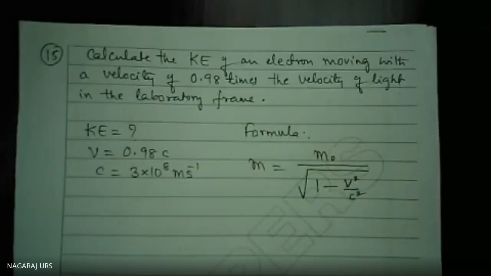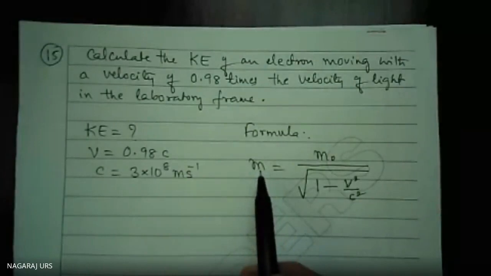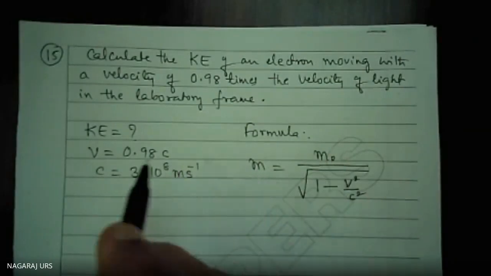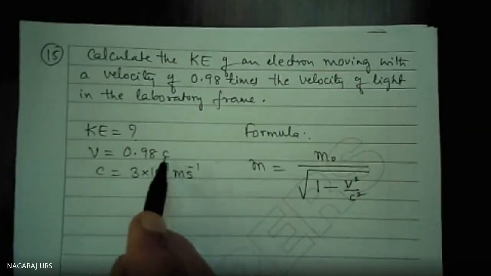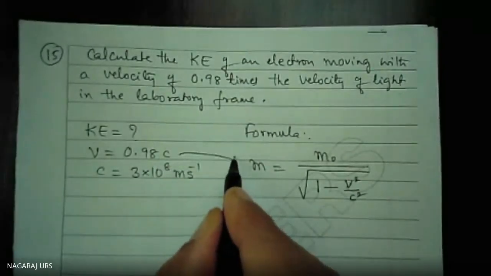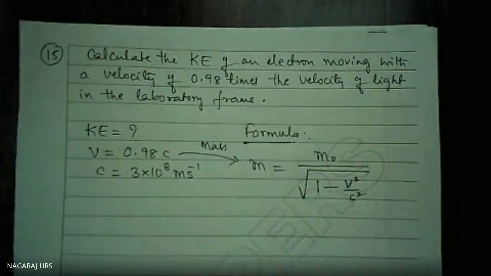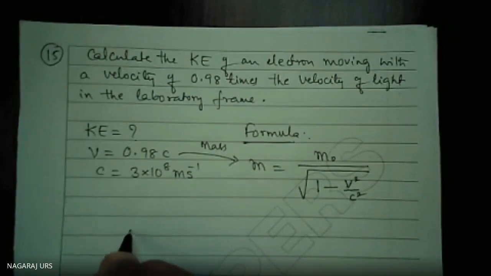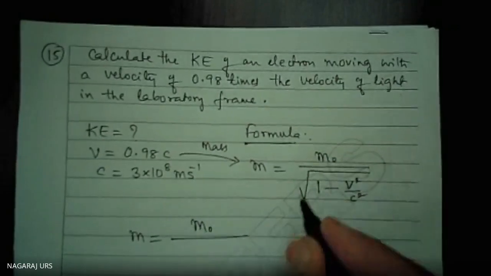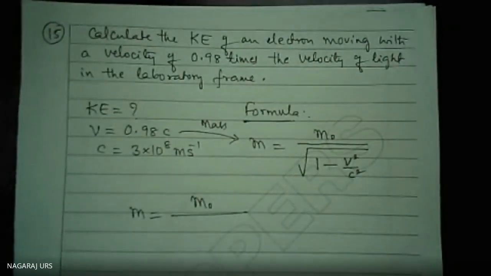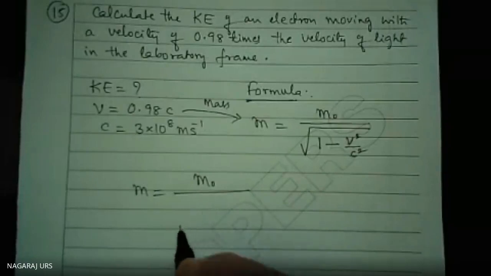Let us do the substitution and calculate. Not m naught. M is how much? If it is moving with this velocity, what is the mass? Relativistic mass is how much? That is to be determined. Let us do the calculation. So m is equal to m naught. I will keep it as it is. Otherwise I would have to substitute 9.1 something. We can substitute and calculate afterwards, no problem. Let it be like that.